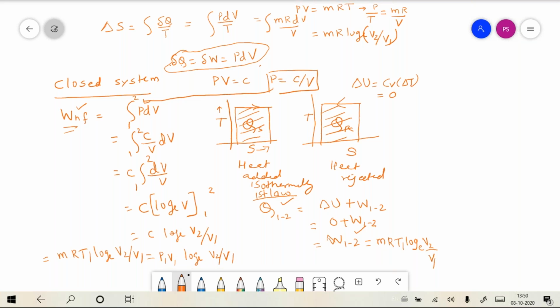Now let me just erase this. I hope it is clear to you. Is this derivation clear to all of you? Okay, Gargi has understood this derivation. Anybody else who has understood this? So it's a matter of calculus.